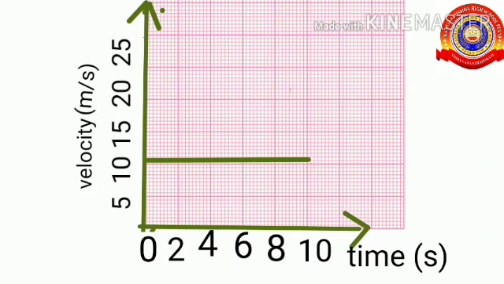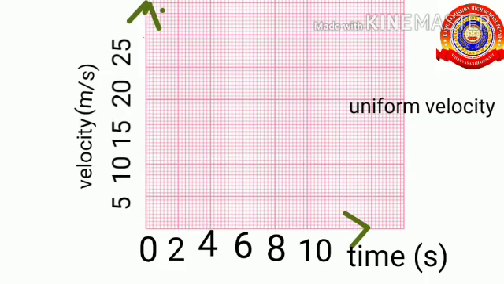By plotting the values of the table on the graph, we get a graph showing uniform velocity. That means the object moves with uniform velocity. Here, time increases by 2 seconds but its velocity remains the same throughout the journey. So this is an example of a velocity time graph.